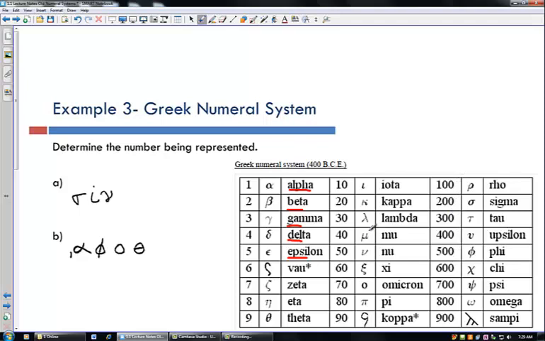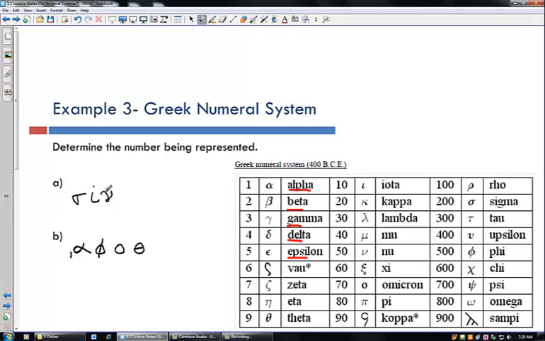This actually makes a lot of sense. If you're going to make a numeral system and you already have an alphabet in place, it would make sense to use your alphabet because everybody already knows the symbols. All you have to do is correlate the symbols with the actual number of things they're supposed to represent.